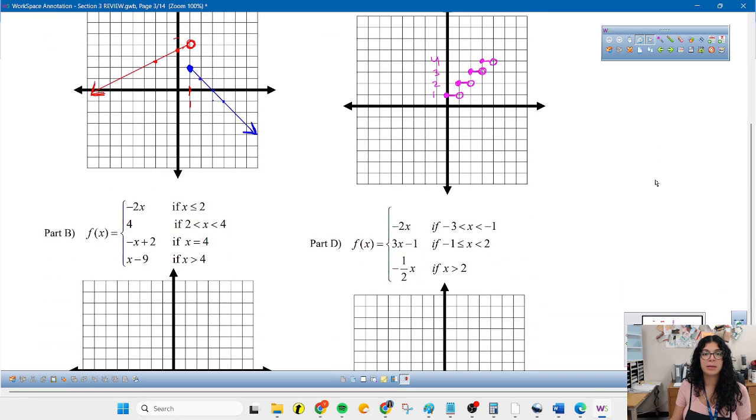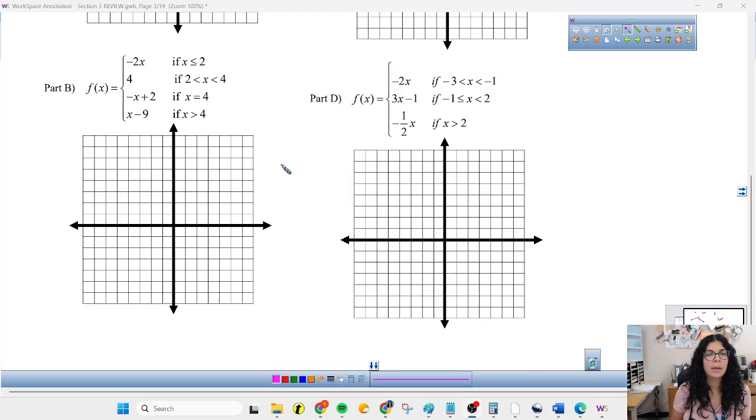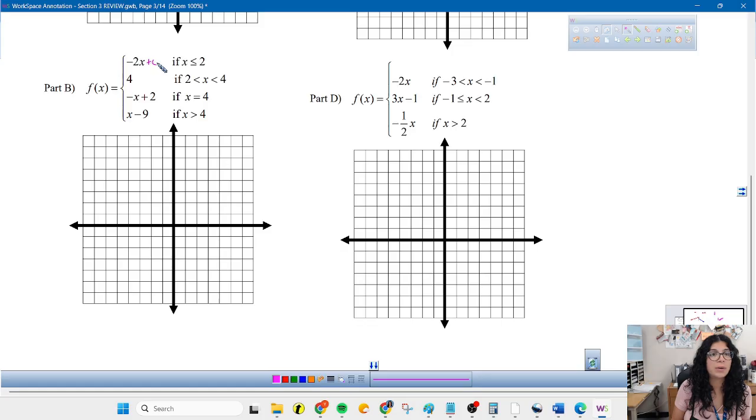Next, let's do part B. So the first equation is negative 2x, which means the y-intercept is 0. So we're going to plot the y-intercept at 0, and then the slope is negative 2, down 2, over to the right 1. So again, normally our line would be a full line straight through all of those points. However, notice that we're only using this to the left of 2.